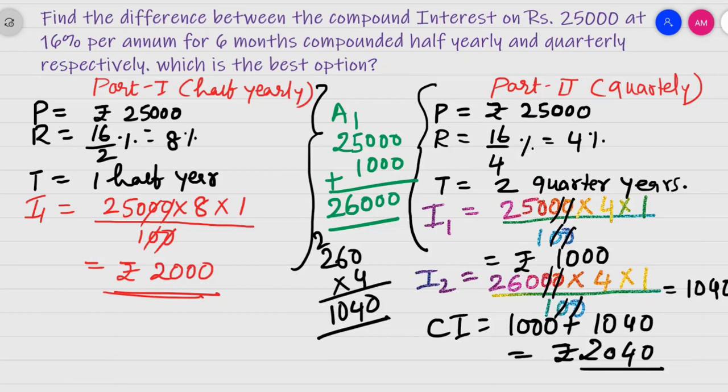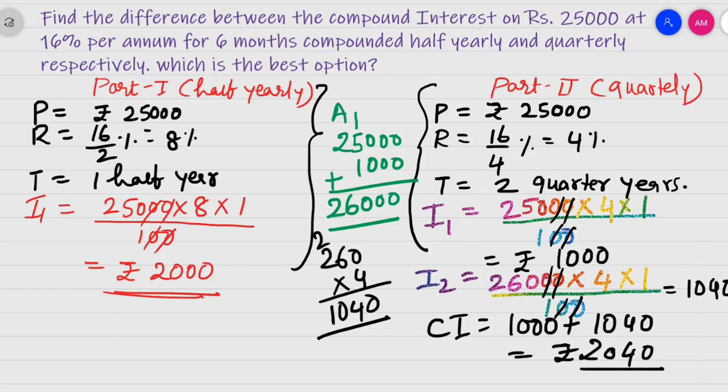Okay, when you are calculating the compound interest half yearly on 25,000 at 16% per annum rate, you are getting the interest 2,000. When you are investing that money quarterly on the same rate of interest, your compound interest is 2040. That means which option is better? Compounding the amount quarterly is the better option. You are getting 40 rupees more.